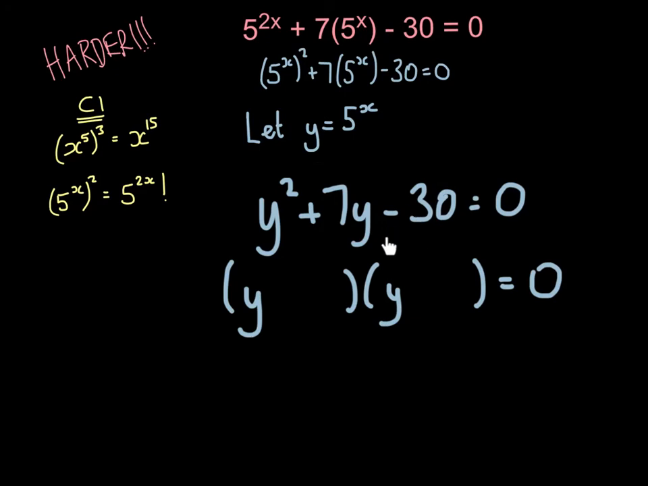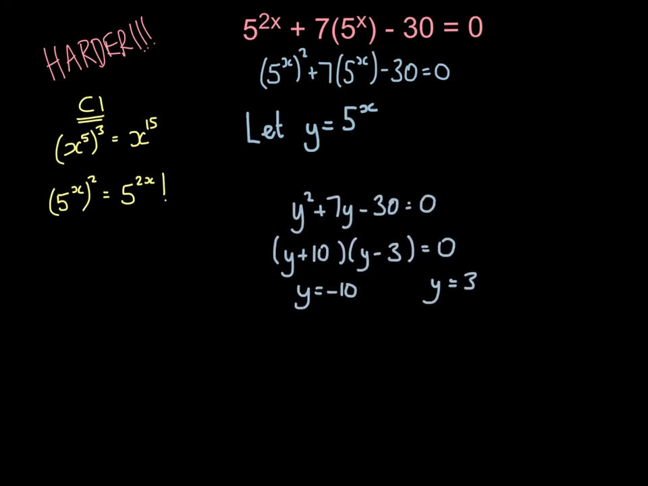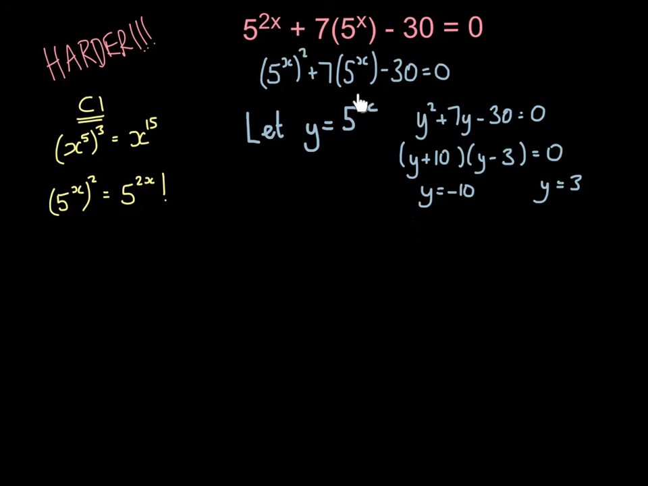So we're looking for two numbers that multiply together to give us minus 30, and add together to give us 7. So our answer is going to be y plus 10, brackets y, subtract 3. Okay, that's going to give us y equals negative 10 and y equals 3. Now be careful, the question's not finished yet because we've changed our equation into a quadratic equation by using substitution. So those y's are actually representing 5 to the power x. So what I've actually solved is 5 to the power x is equal to negative 10, and 5 to the power x is equal to 3.